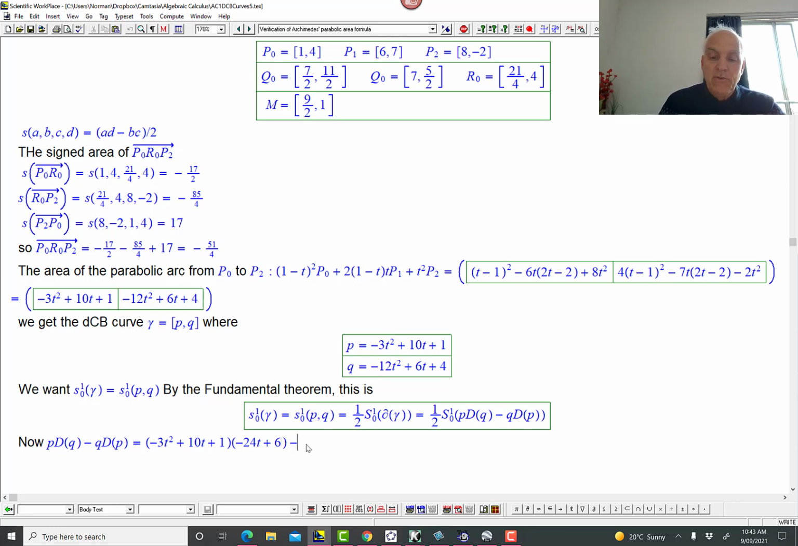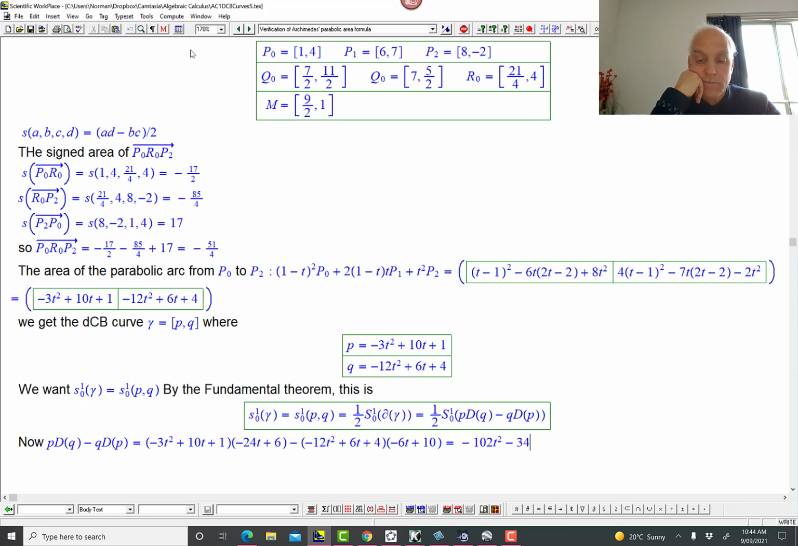Okay, and now we subtract Q, which is this thing right here, times the dP. What's that? Well, there's a minus 6t, we're just following Faulhaber here, plus 10. Sound good? So that's the area differential, and let's simplify that. There it is, it's simplified.